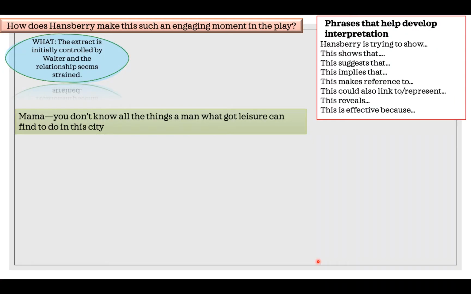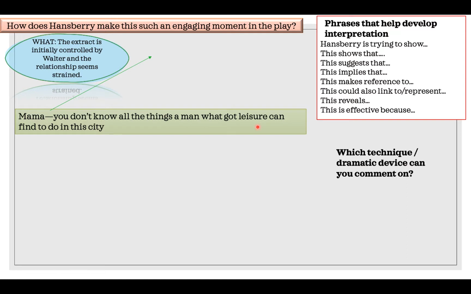Okay, so let's just do a quick example of the depth that you can go into just with one quotation. So I'm going to focus on my initial point from a couple of slides ago. What I learn is the extract is initially controlled by Walter and the relationship seems strained. That will effectively be my point. Now the quotation that I would choose for this is this one by Walter, where he says, "Mama, you don't know all the things a man what got leisure can find to do in this city."